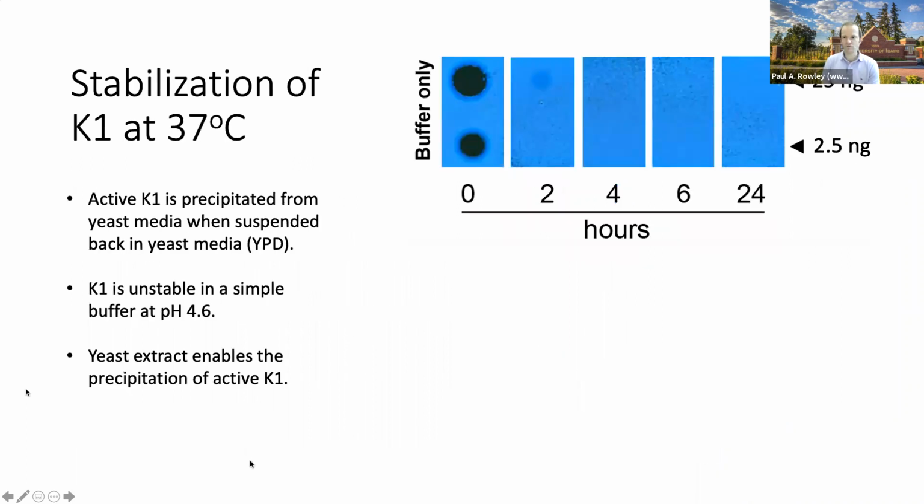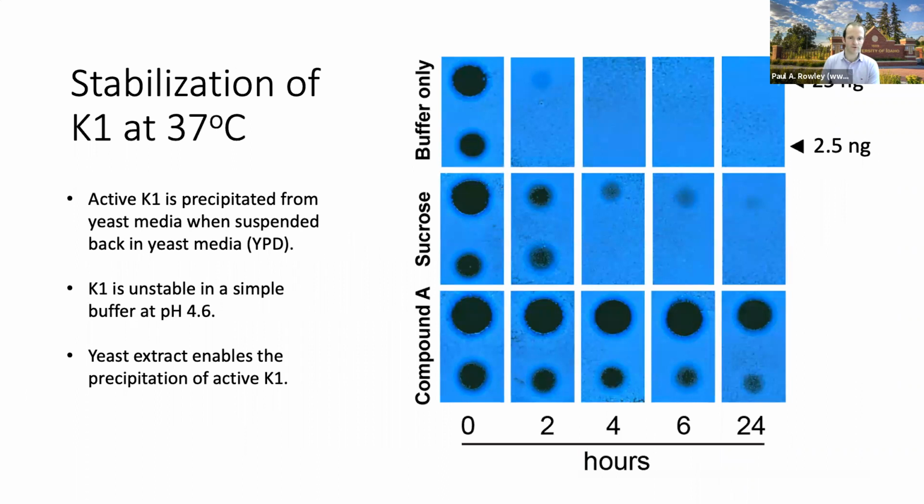But that's something that we've recently addressed, and we have found a compound that will stabilize K1, and that's been really important for a lot of the assays we've been recently performing in our laboratory. The ability to stabilize K1 at 37 degrees is a real big game changer. So we certainly hope to utilize this in the future.